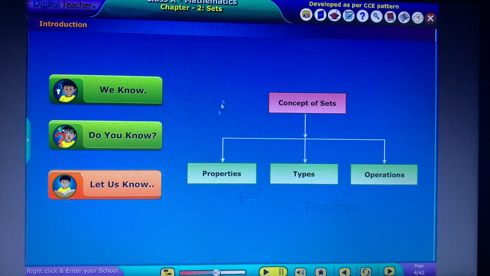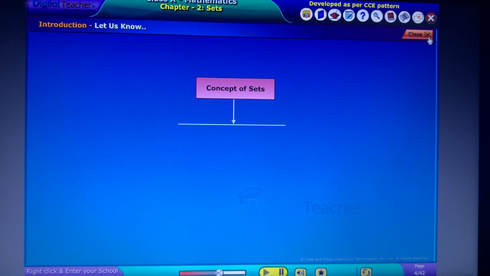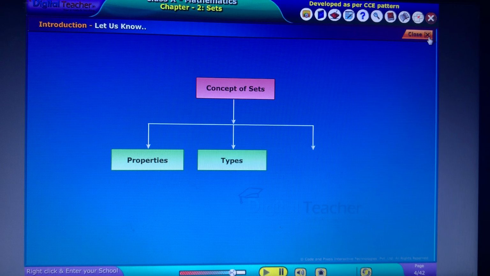Do you know? In this chapter, you will learn in detail about the concept, properties, types, and operations of sets.